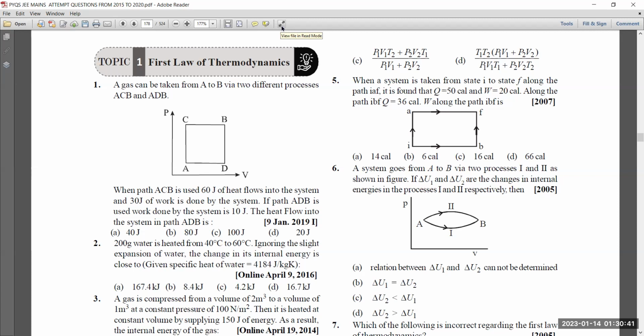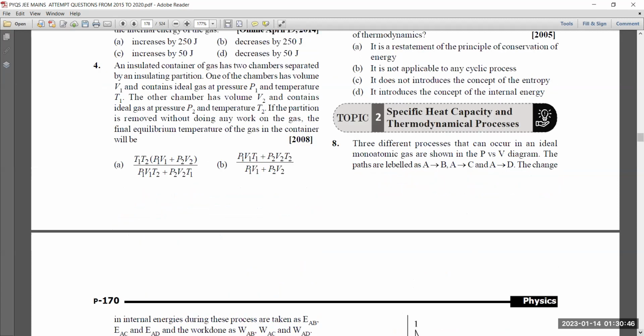Sir, could you please show the options? These are the two options. A, B, and C, D is ours.